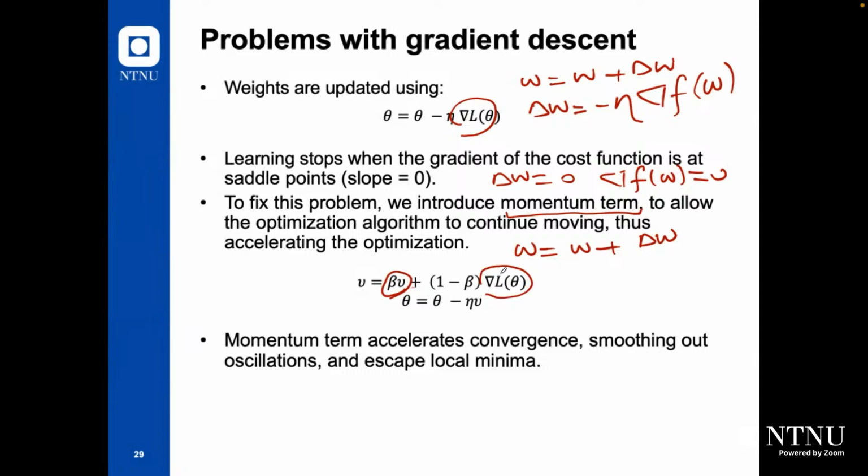So we can say that omega equals omega minus eta multiplied by the gradient, or we can just say that omega equals omega plus delta omega. In this case, delta omega equals minus eta multiplied by the gradient.